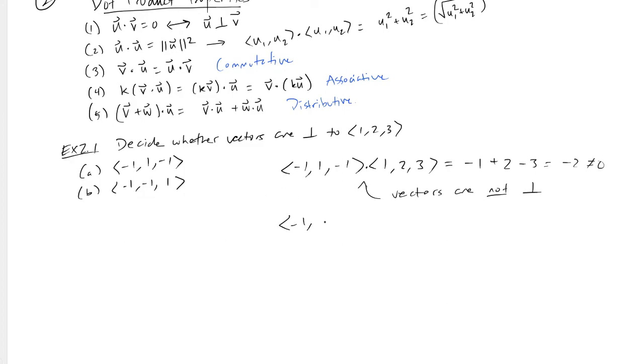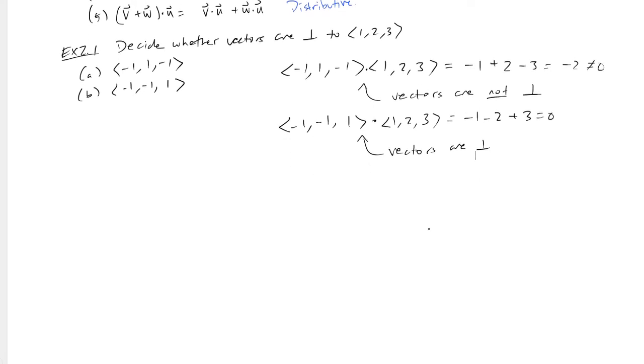Let's do another one. So let's do (-1, -1, 1) times (1, 2, 3). And this one we'll get -1, -2 plus 3, which is 0. So these vectors are perpendicular because the dot product is 0.